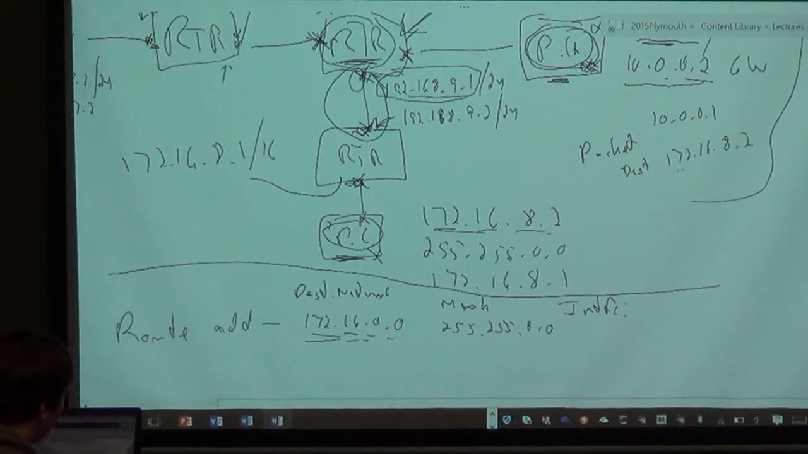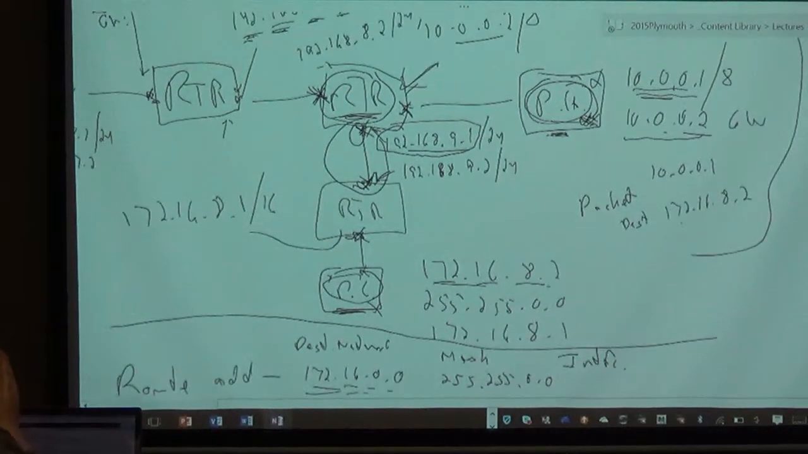What's another word for interface? What is the interface? What am I talking about there? No, not gateway. What's the interface? What's an interface? What the computer is on, a NIC. It's going to send it to the interface here on this network. So interface is going to be 192.168.9.1.